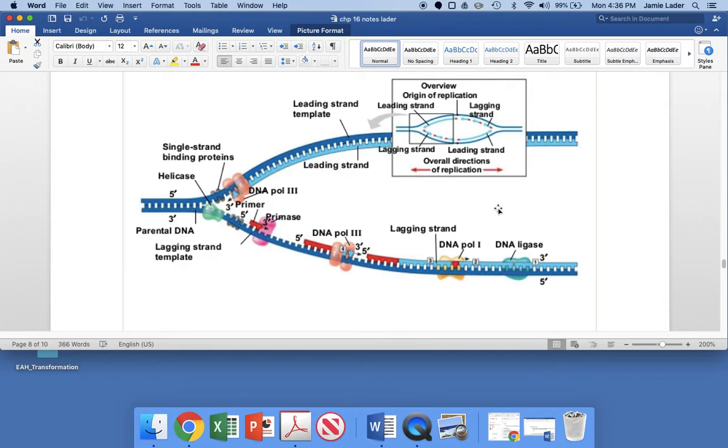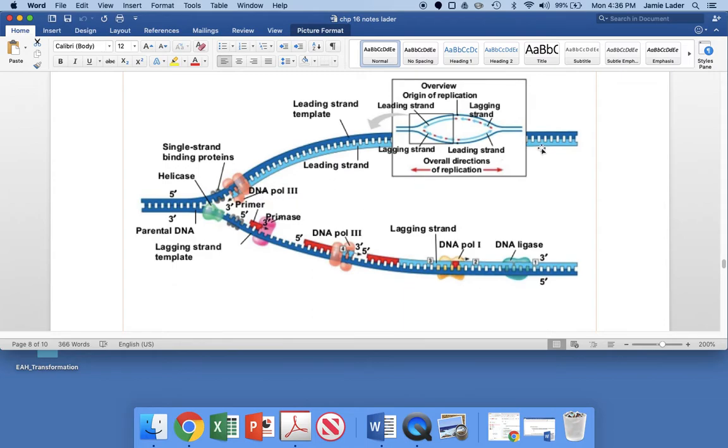The first enzyme that comes along is called helicase. Helicase, and its job, thus its name, is to unwind the helix. It actually unwinds and rewinds. So first thing is helicase comes along and unwinds it, and it also is going to open up the molecule here.